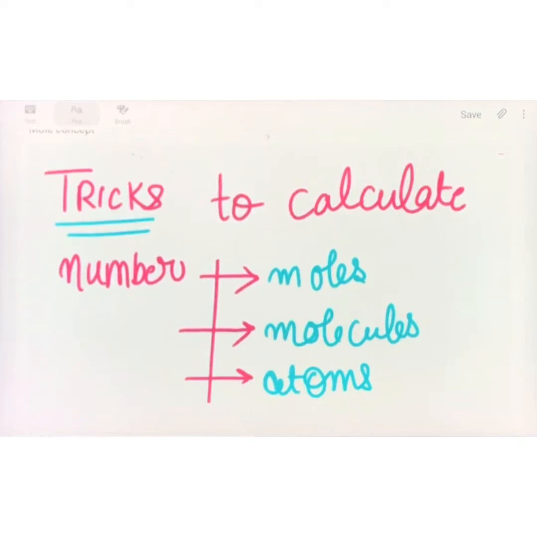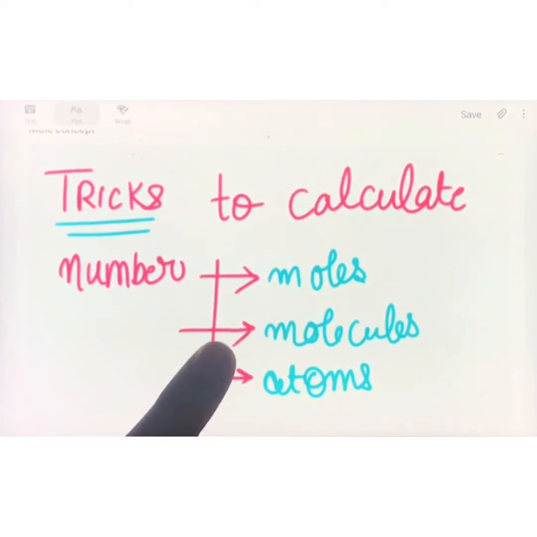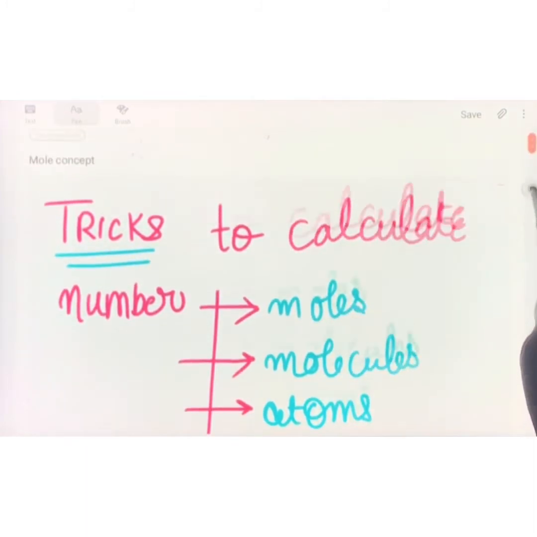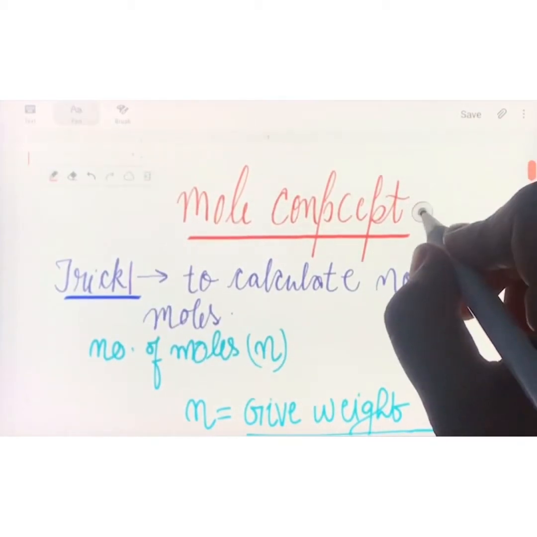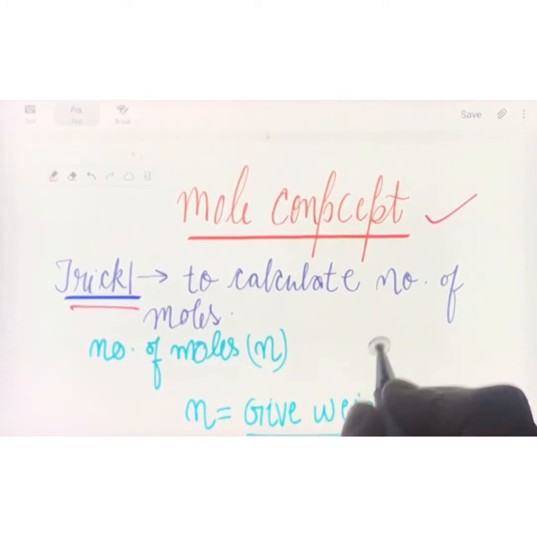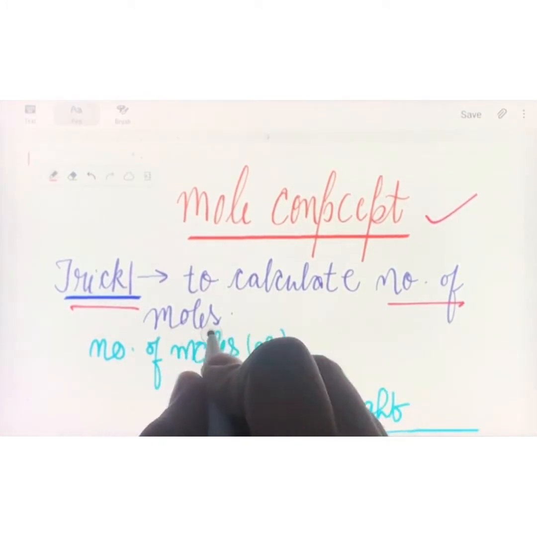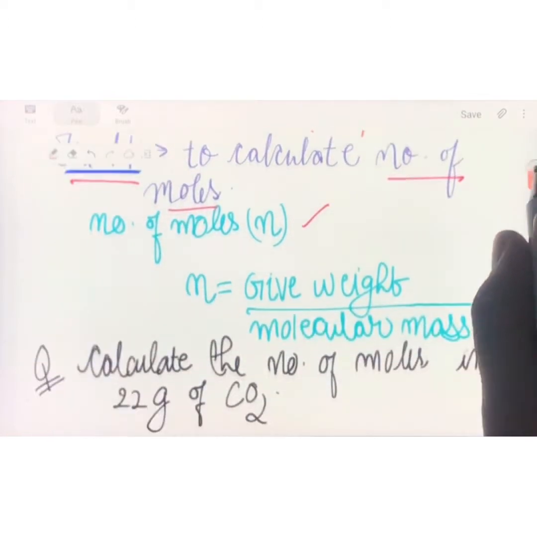Today we'll be discussing some tricks to calculate the number of moles, molecules and atoms. Let's begin with this. This topic comes under the chapter Mole Concept. The trick number 1 is to calculate the number of moles. The number of moles are denoted by n.